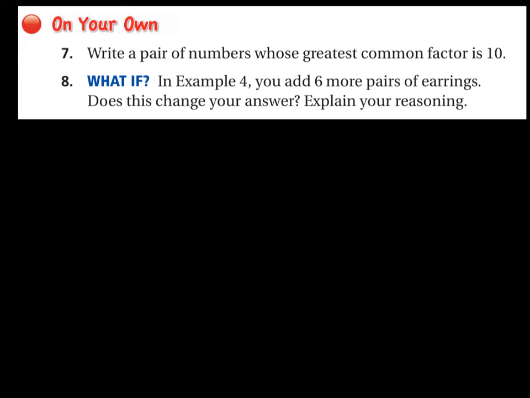For number 7, I wouldn't worry about number 8 because with 6 more pairs of earrings, it would just change your factors a little bit, and you would add a factor of 2 and a factor of 3. So you would see if you have another group of 2s and 3s. If you want to try that, go ahead. If not, that's fine. But number 7 is kind of tricky because it says write a pair of numbers whose greatest common factor is 10.